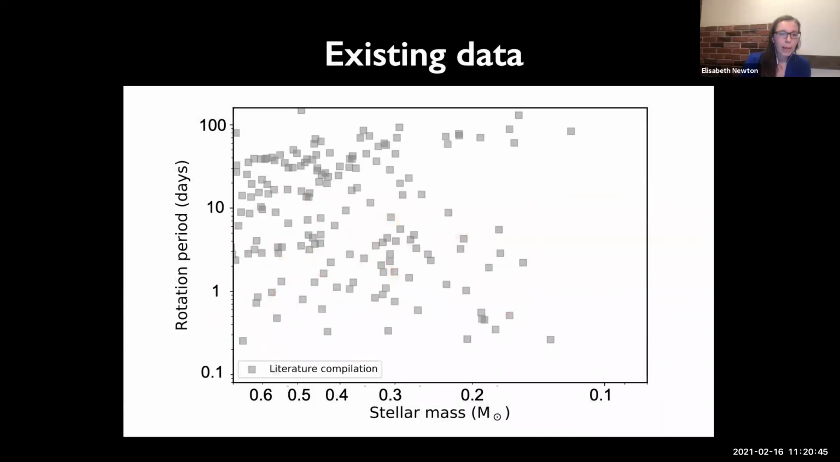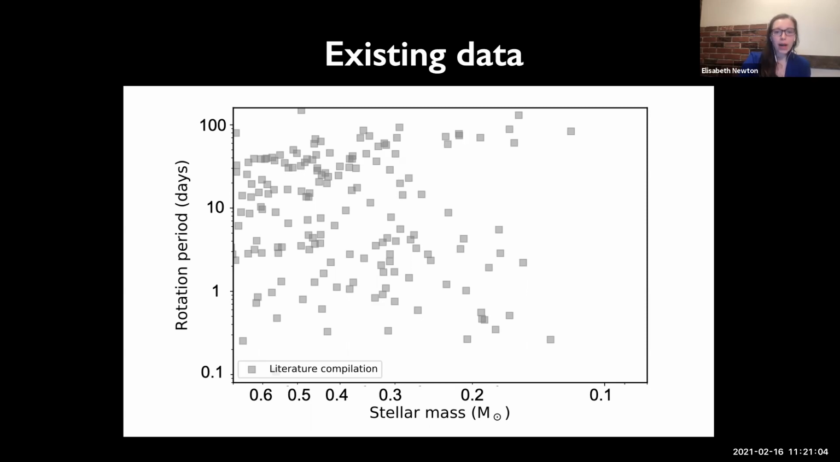So I'm going to show the rotation data on plots that look like this. The y-axis is the rotation period, log scale. The x-axis is the stellar mass, also log scaled. I'm pretty much only showing M dwarfs here, so we get out to really late K dwarfs on these plots.